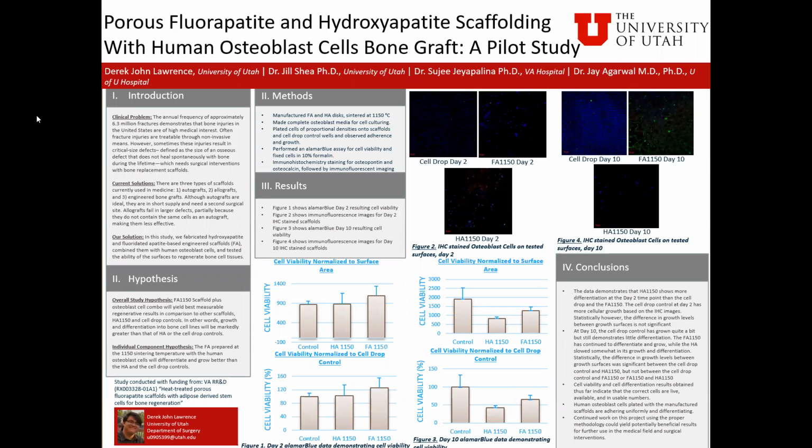This is my poster. The study was on porous fluorapatite and hydroxyapatite scaffolding grown with human osteoblast cells. These are bone grafts, and this is a pilot study. I worked under Dr. Jill Shea, Dr. Suji J. Polina, and Dr. Agarwal. This is a study focused on repairing bone injuries, specifically with these scaffolds, fluorapatite and hydroxyapatite.